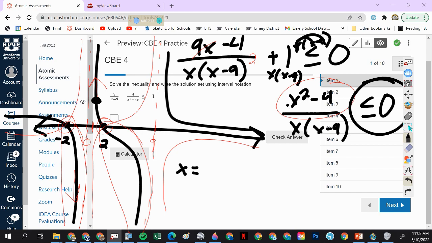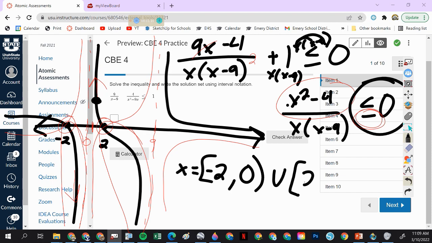So this will be -2 to 0. Does -2 get a bracket or a parenthesis? Bracket, because -2 is included because this is an equal to. So from -2, when does that piece stop? 0. Does 0 get a bracket or a parenthesis? Parenthesis, because it's a vertical asymptote. We can't reach it. And we union that with 2 with a bracket to 9 with the parenthesis, like that.